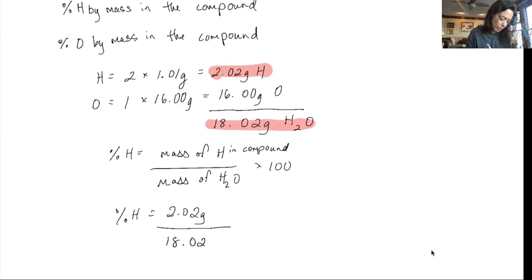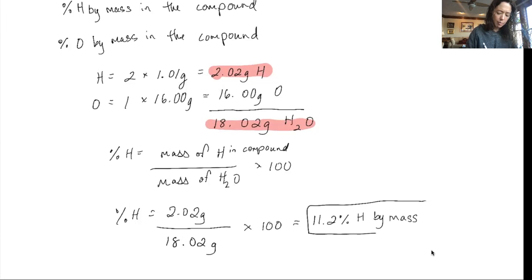So out of the 18.02 grams, 2 grams is hydrogen. All right, well, what percent is that? And that's easy. 2.02 divided by 18.02 equals, times 100. That is 11.2% hydrogen by mass. Notice how pretty the label is and how nice and neatly my work is shown.